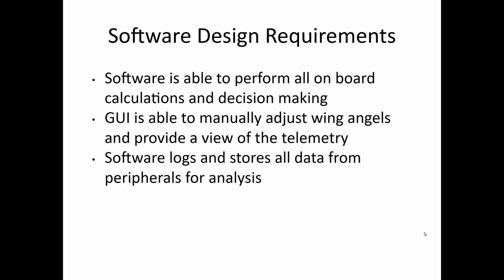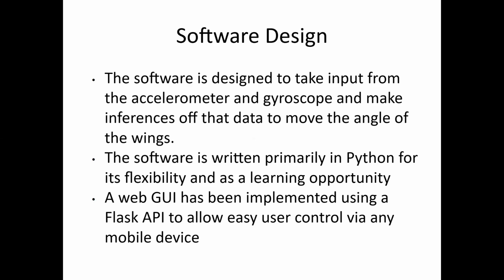So when thinking about the requirements for our software, we wanted our software to be able to perform all of the calculations and decision making on the Raspberry Pi during driving. And we wanted an easy to use GUI to provide a view of telemetry and to manually adjust the wing angles if needed. Additionally, we wanted to get as many telemetry logs as we could and store all the data for more analysis. So to address this, we ended up creating software that just takes input from the accelerometer and gyroscope on our custom peripheral board, and it makes inferences off that data to move the angle of the wings according to the thresholds we've set.